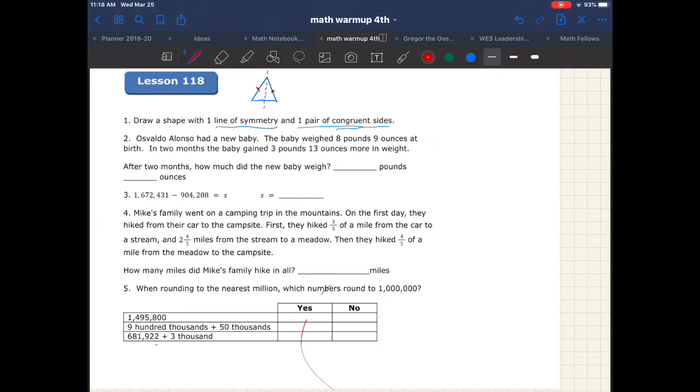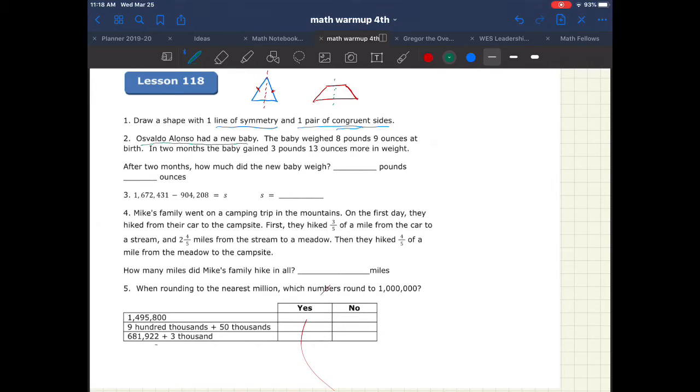You could probably also draw a trapezoid. Again, your slanted edges should be exactly the same, and then you could draw a line through the middle. Something like that. Number 2.